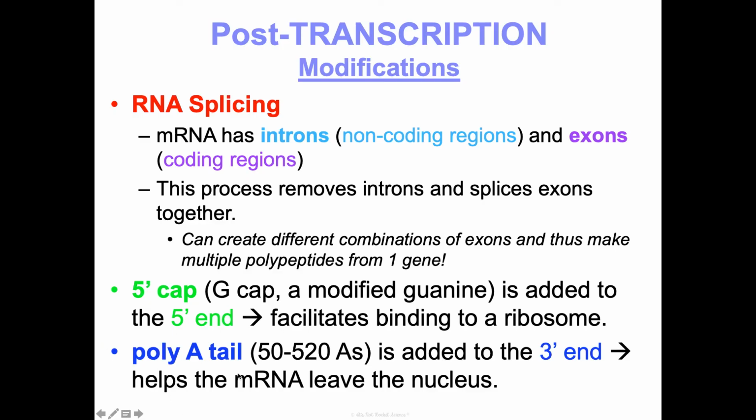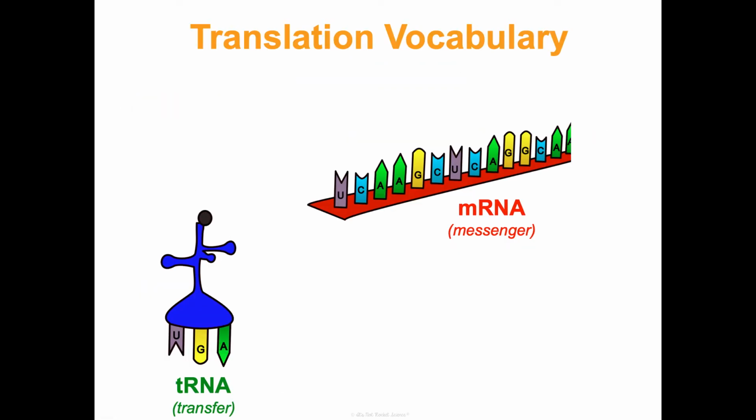Also, a poly A tail is added. Poly means many. So 50 to around 520 adenines are going to be added to the 3' end. Now, why would we do this? This just helps the mRNA get out of the nucleus. So these are 3 examples of different modifications that are happening to that mRNA after it's copied, before it leaves the nucleus and goes on to be translated.